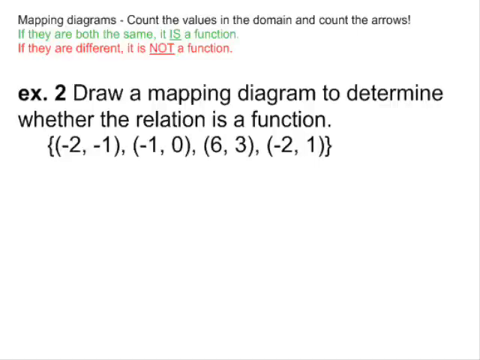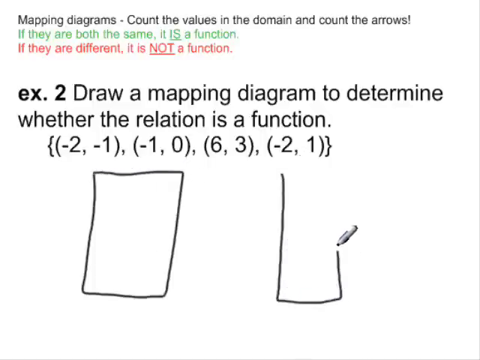So let's talk about drawing our mapping diagram. We're first going to start out with 2 rectangles, or 2 circles, whatever you choose to draw. One of these represents our domain, and that'll be the one on the left, and the other represents the range. Now we need to figure out which numbers are in the domain and which are in the range, and if you'll recall from our definition, domain is all of our x coordinates. So let's look at our x coordinates. We have a -2, a -1, 6, and another -2. And what I'm going to do is write those down.